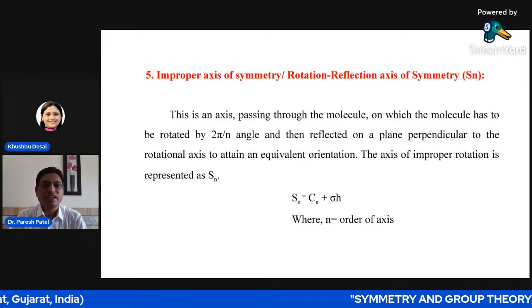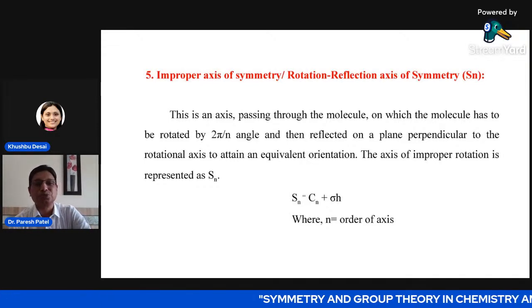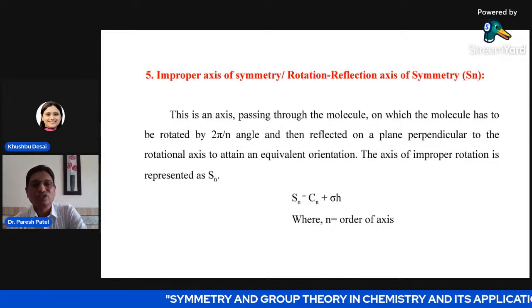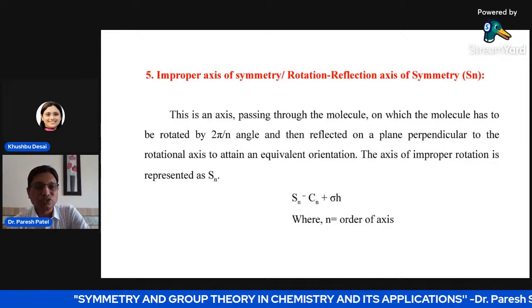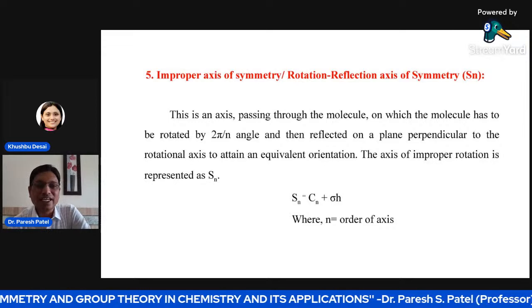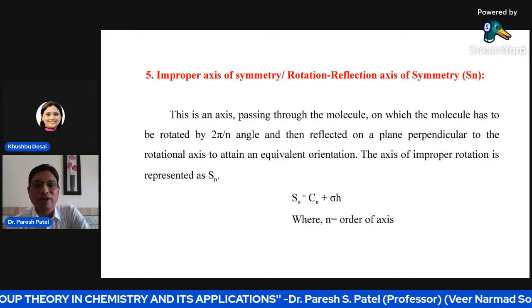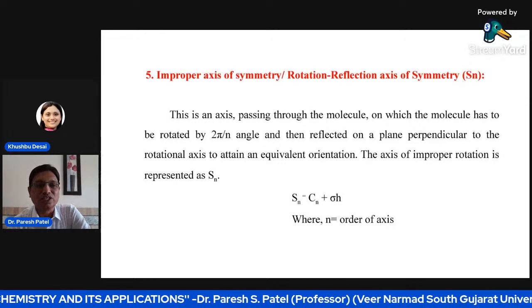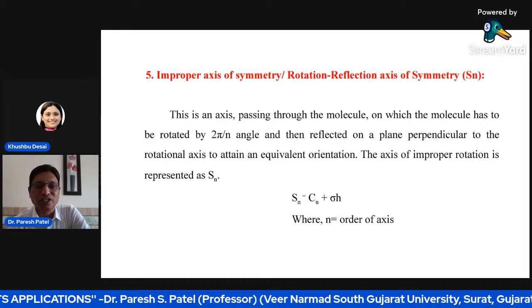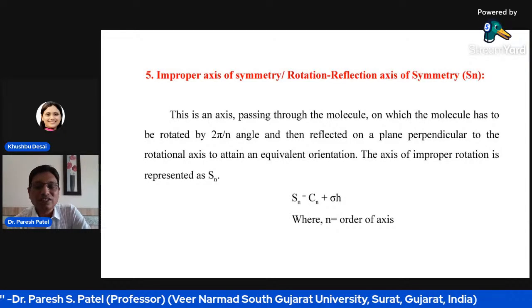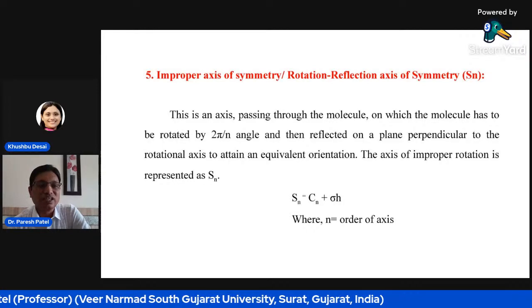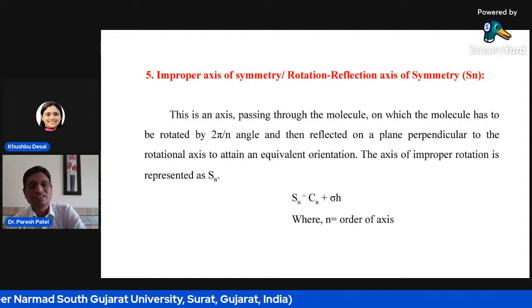Now, this is the axis. This axis passes through the molecule, on which the molecule has to rotate by an angle of 2 pi by n, and then be reflected on a plane perpendicular to the rotational axis to attain an equivalent orientation. This is an improper rotation and can be represented by Sn.